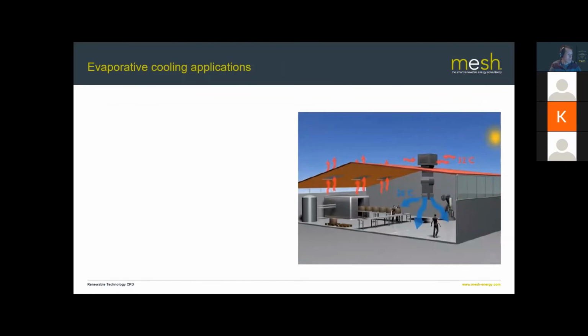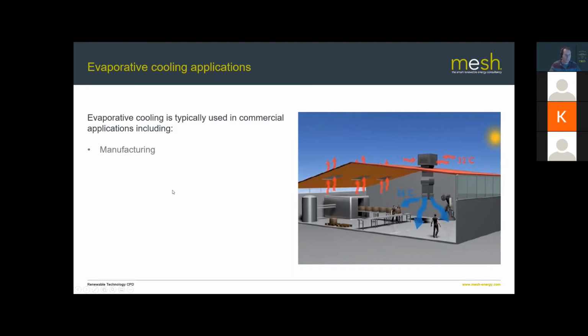So let's have a look at some applications. So here's a fairly standard type of installation, and you'll see here that we've got a roof-mounted evaporative cooler that's bringing air in at 32 degrees, delivering it at 26, and then you've got a set of roof fans over on the other side, which are pulling warm air out of this space, where there's obviously waste heat coming out of some of this machinery, and then taking that away.